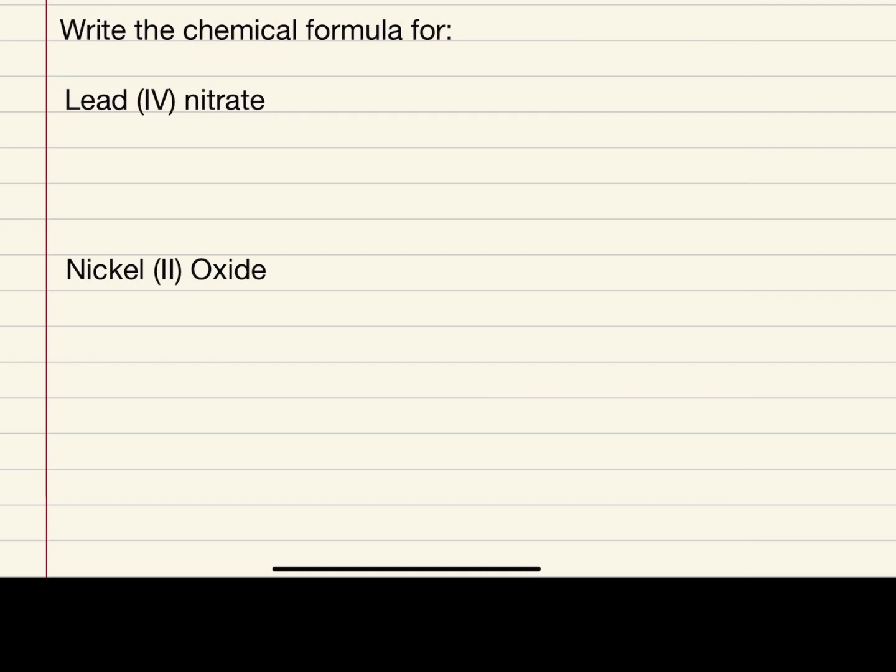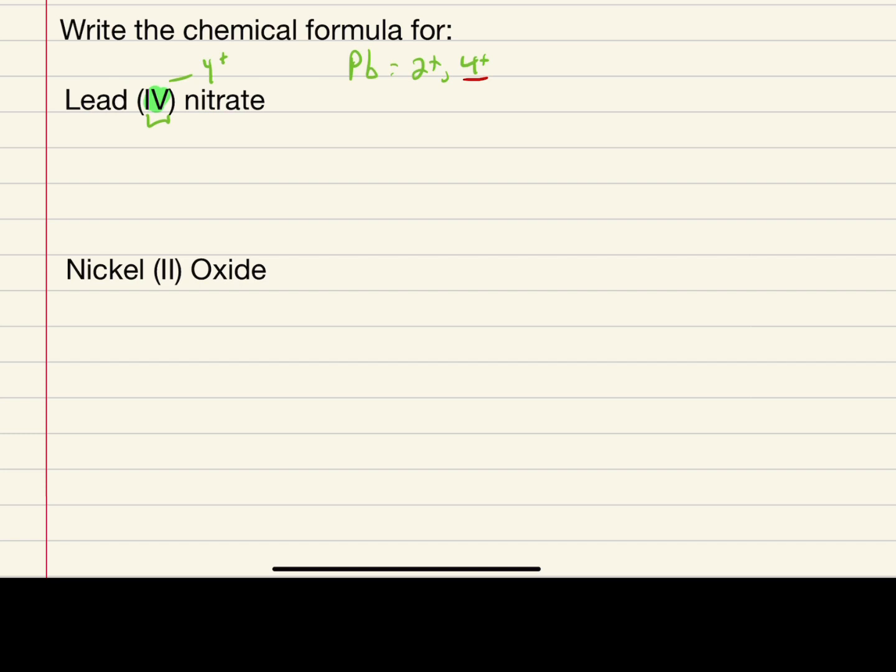So let's say we're asked to write the chemical formula for nickel IV nitrate. So IV is the Roman numeral for 4. So that means that we're going to use the charge of 4+. When we look at the periodic table, we see that lead could have a charge of 2+ or 4+. So the number inside the bracket, or the Roman numeral, tells us which of these charges to use.